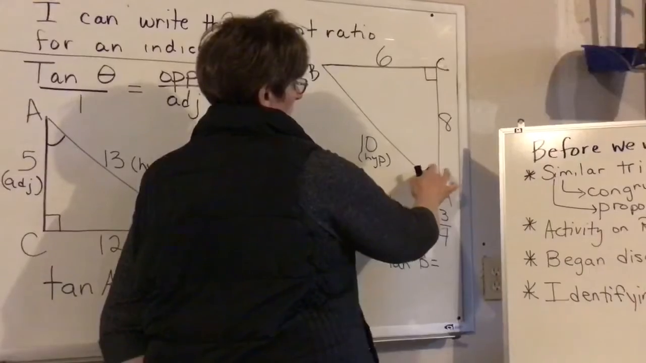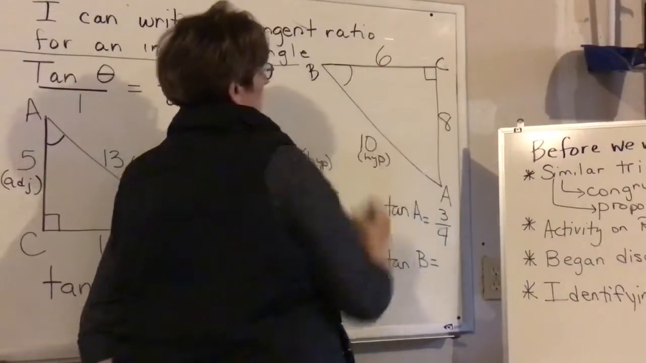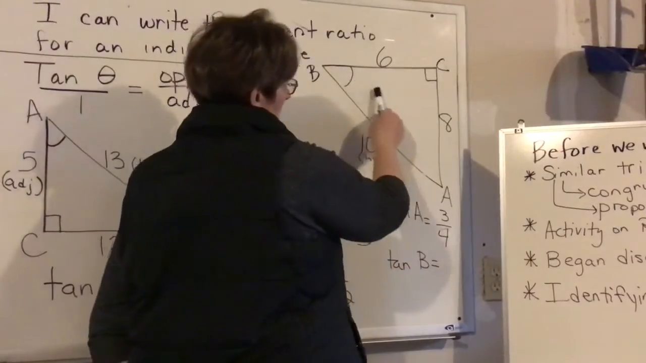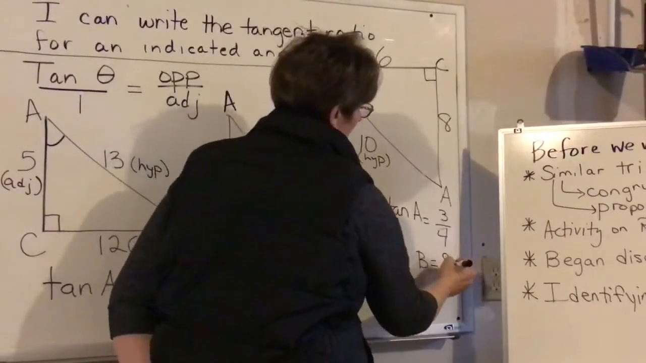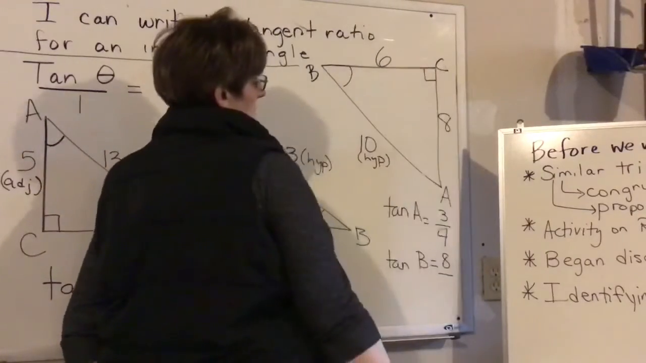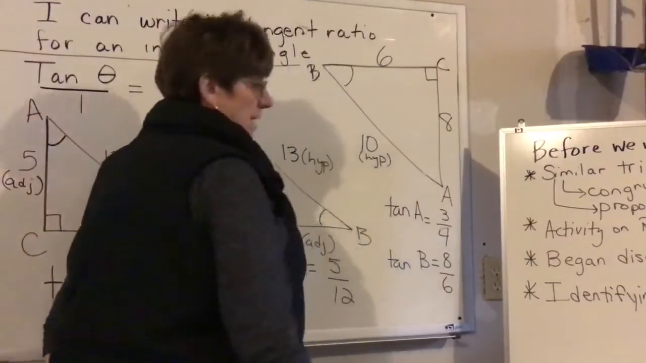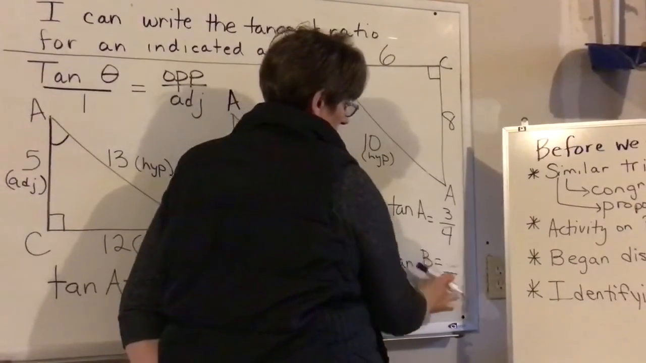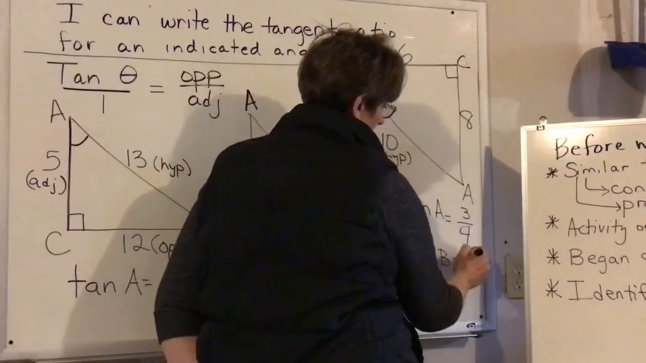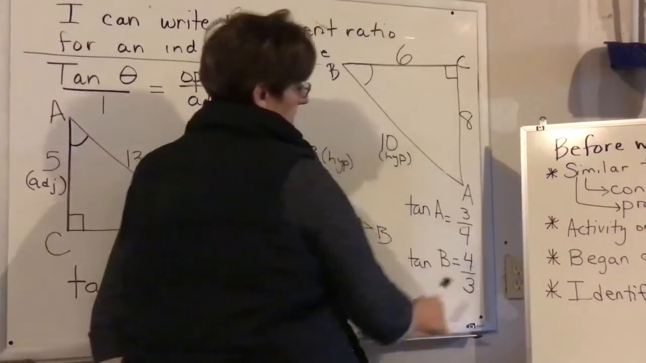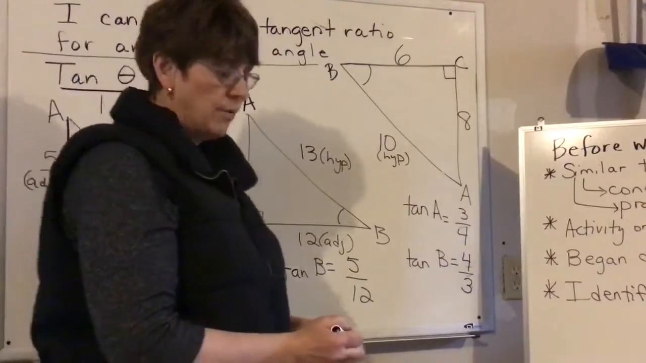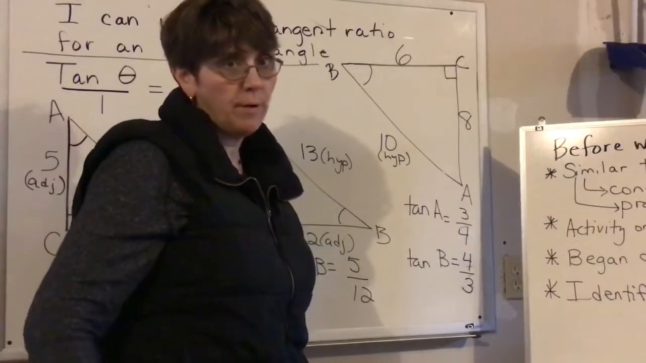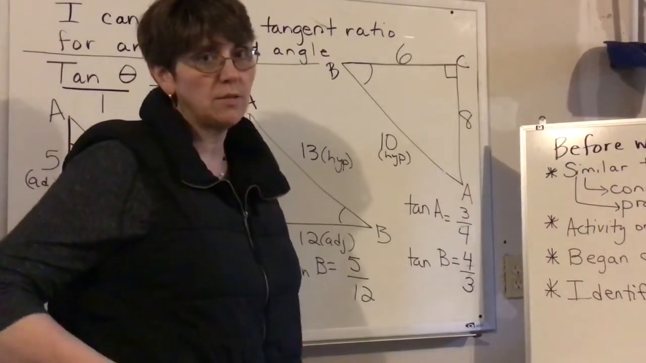Now I want to find the tangent of angle B. So my angle that I'm concentrating on switches. 10 is still the hypotenuse, but opposite of angle B is the side that's measured 8. Adjacent must be the 6. So the tangent of angle B is 8/6, but when I simplify, I will have 4/3. And again, those two trig ratios are reciprocals of each other because angle A and angle B are complements to one another. Now you'll have some time to practice writing tangent ratios.